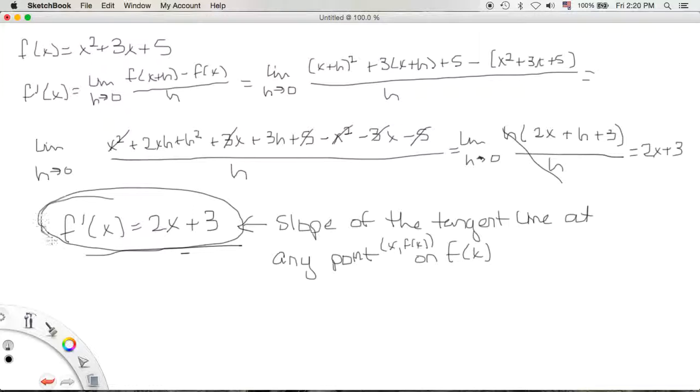So if we ask ourselves what's the instantaneous rate of change at x equals 1, that would be the derivative at 1. So we'd have 2 times 1 plus 3, which is 5. So the instantaneous rate of change at x equals 1 on this parabola is 5 units per whatever the unit is that we're using. Now, sometimes we'll use a little bit different definition.